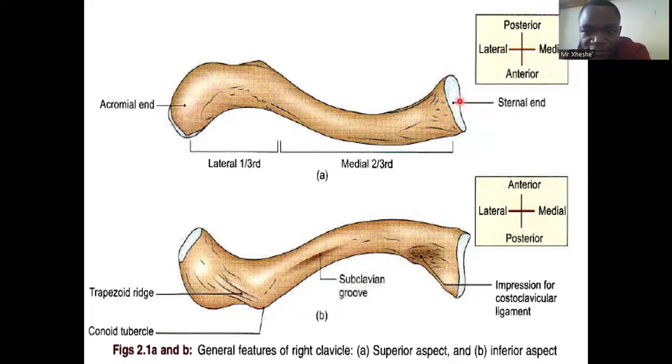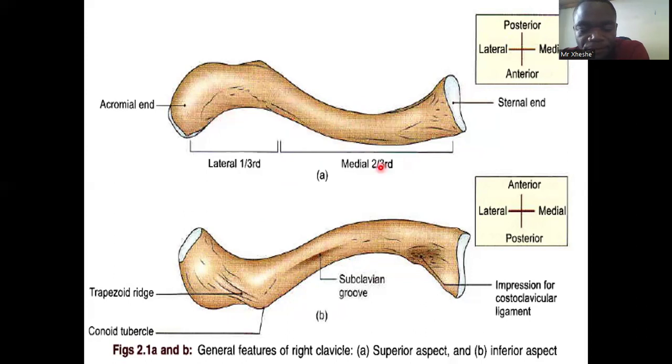Two ends, sternal, which is medial, acromial, lateral. Surfaces, superior surface, inferior surface. Superior surface, smooth. Inferior surface, roughened, or it has a lot of markings: an impression, a groove, and a ridge. Right. So that's all. Now, if you observe this bone, you see that it's not straight. The bone is more like S-shaped.